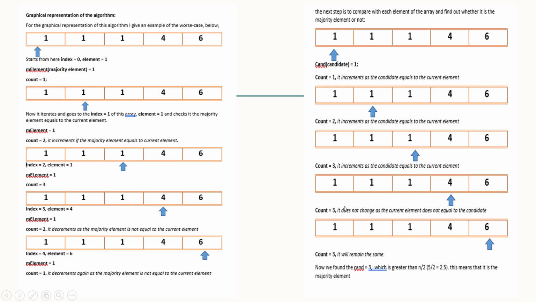We will just go with the 3. The count will not decrement or increment, nothing will happen to the count. The count remains as it was, so it's 3. And now we will go to the last element of this array, which is 6. And 6 is not equal to 1, so the count still remains the same, which is 3.